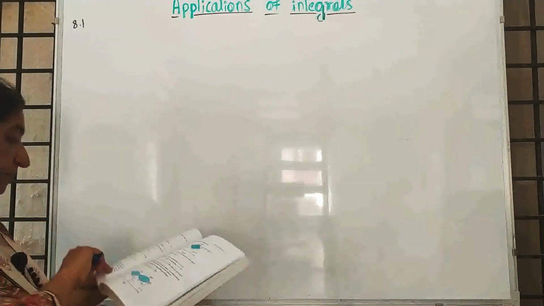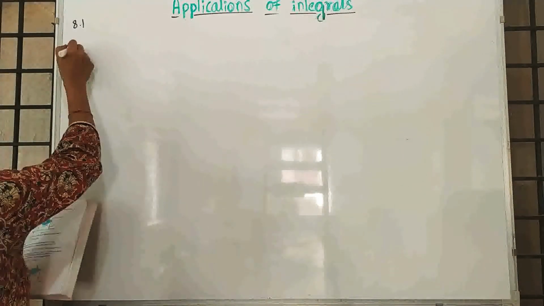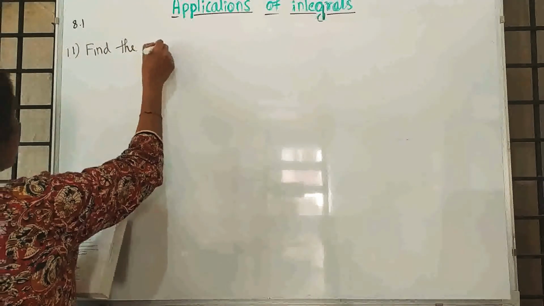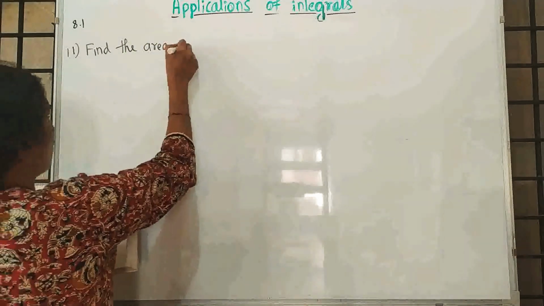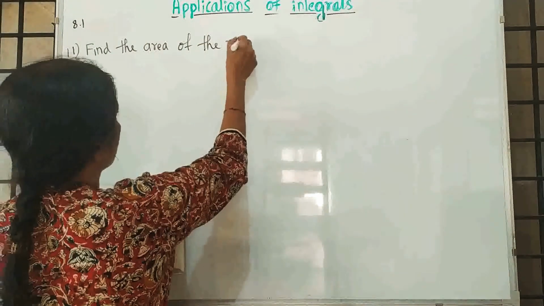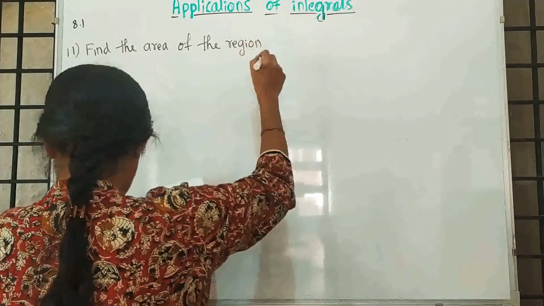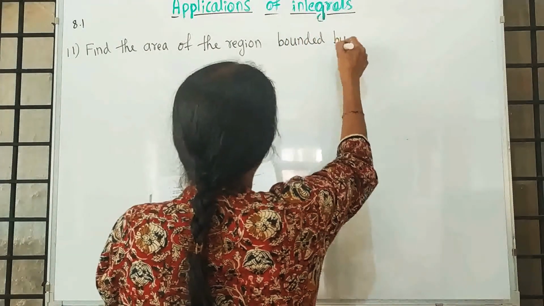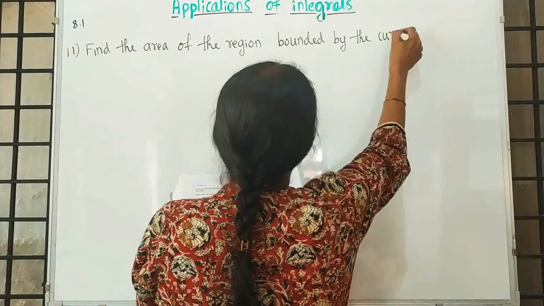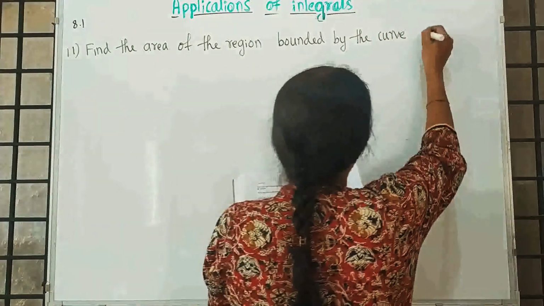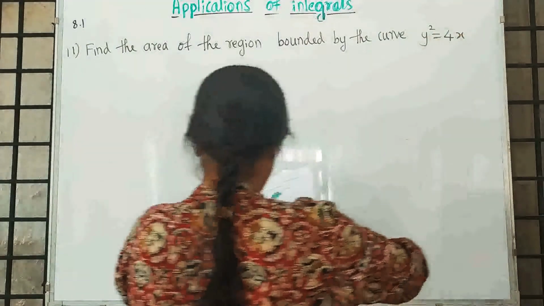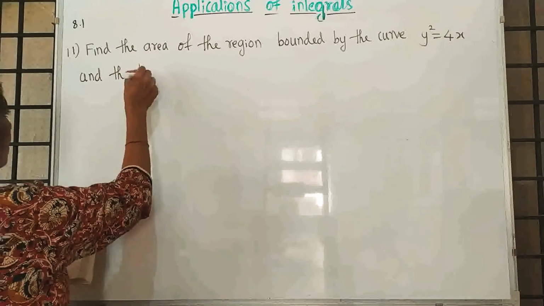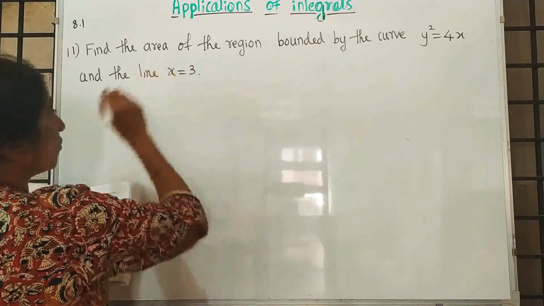Find the area. Question number 11. Find the area of the region bounded by the curve y square is equal to 4x and the line x is equal to 3.